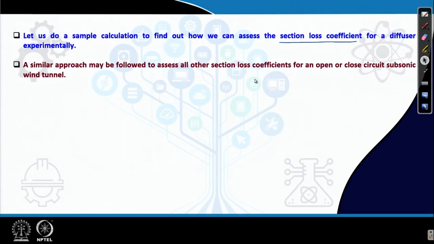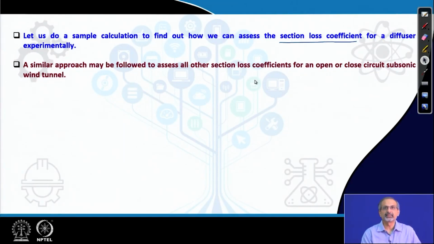So, we just understood how to put the things together based on a simple measurement in the test section by means of static pressure ports. And using this approach, you can actually try to work out section loss coefficients for any other section of an open or closed circuit subsonic wind tunnel.